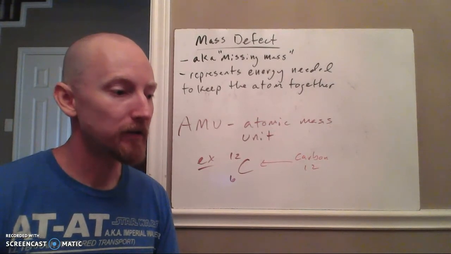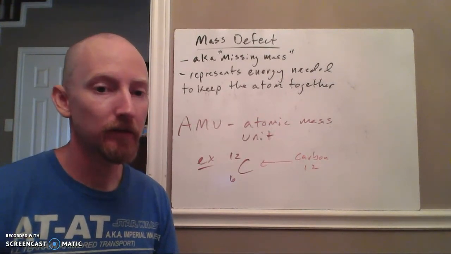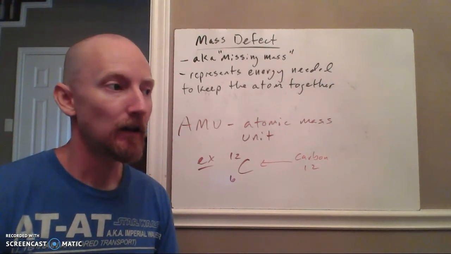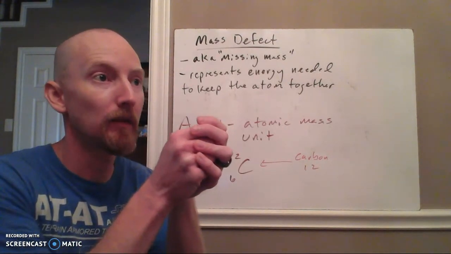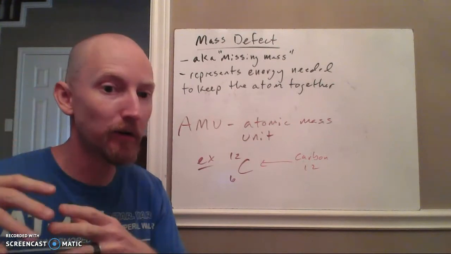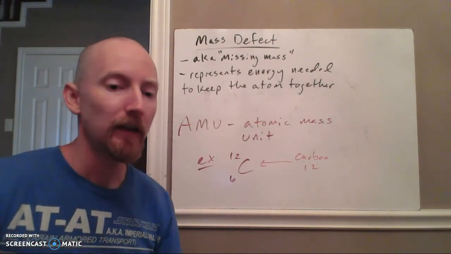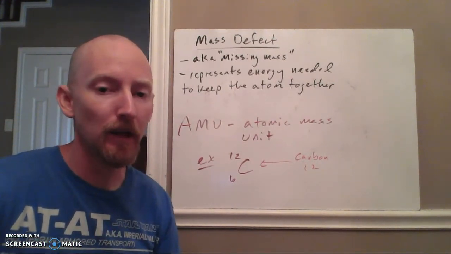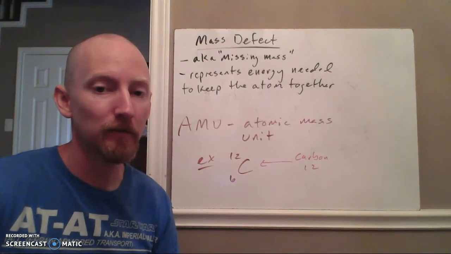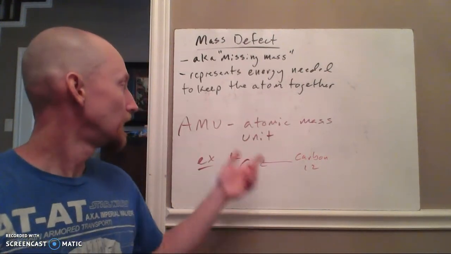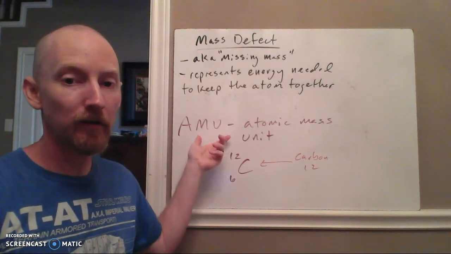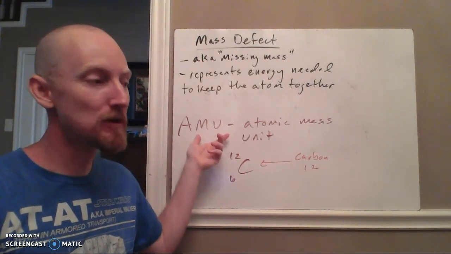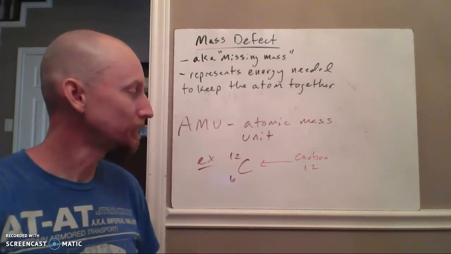Atoms are made out of different pieces, and it turns out that the total mass of any atom and the mass of all its constituent parts are going to be different. And this has some really interesting implications. So I just want to talk about this real fast. The masses of atoms are talked about in terms of AMU, which stands for atomic mass unit.